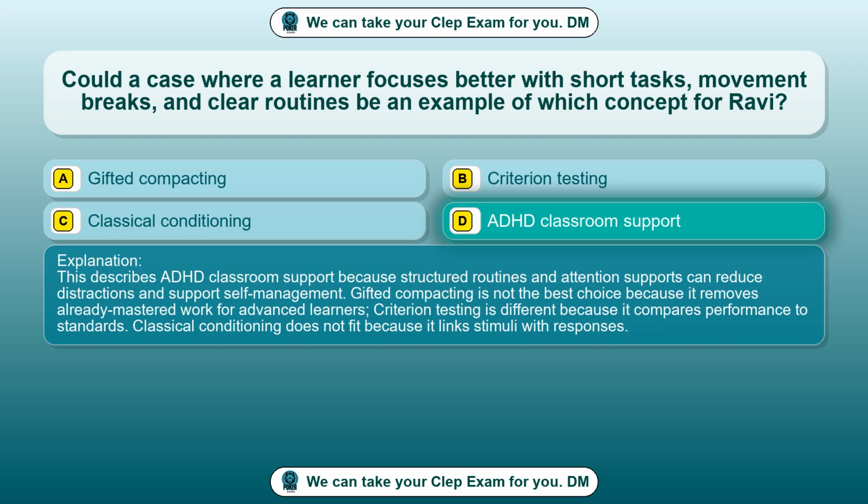This describes ADHD classroom support because structured routines and attention supports can reduce distractions and support self-management. Gifted compacting is not the best choice because it removes already mastered work for advanced learners. Criterion testing is different because it compares performance to standards. Classical conditioning does not fit because it links stimuli with responses.